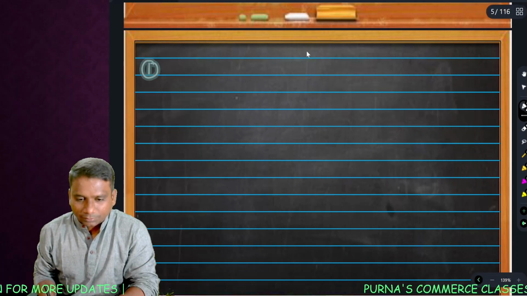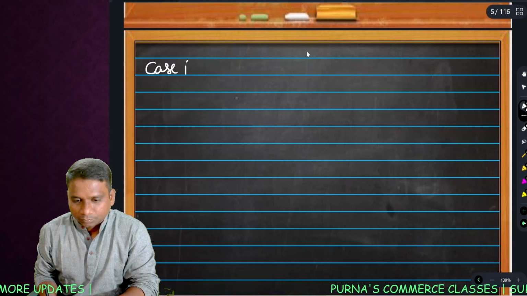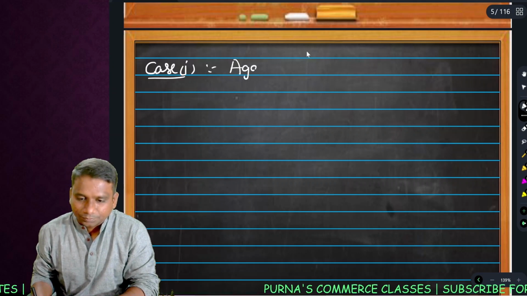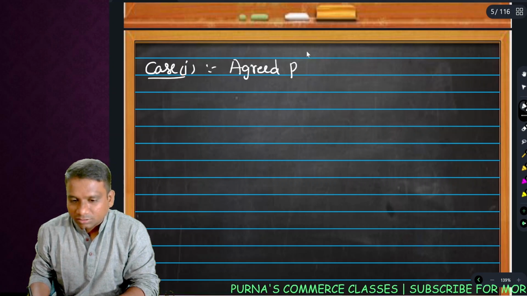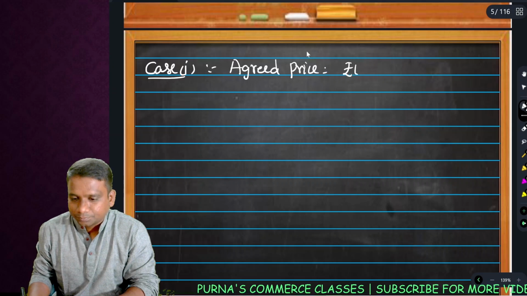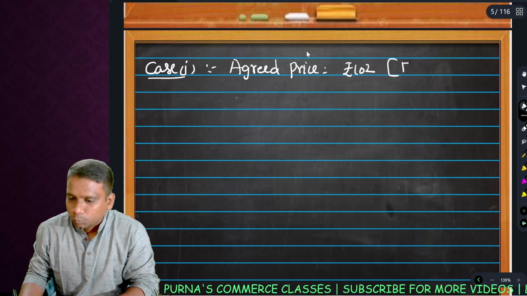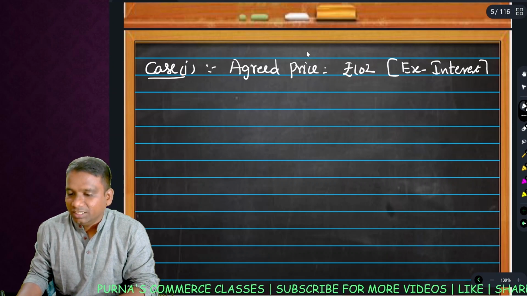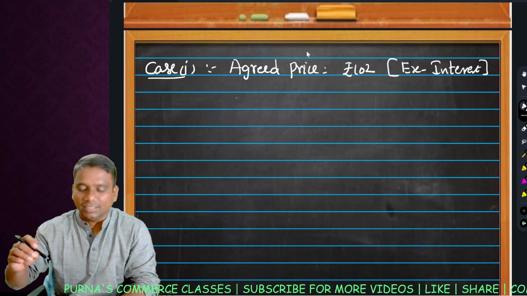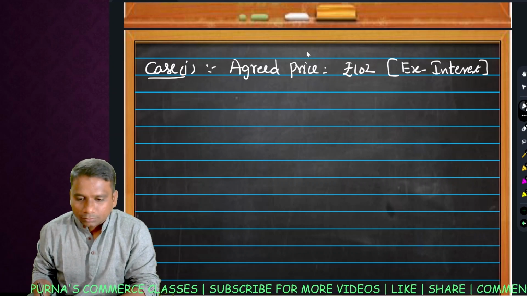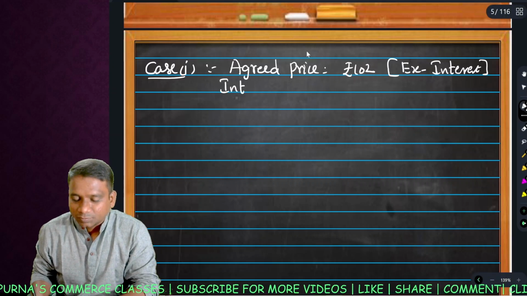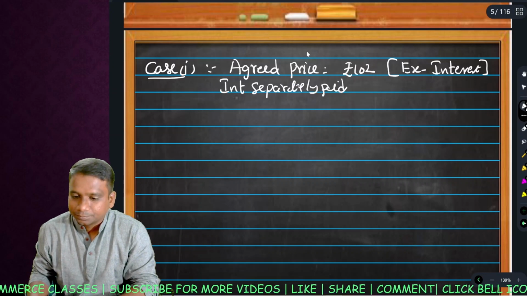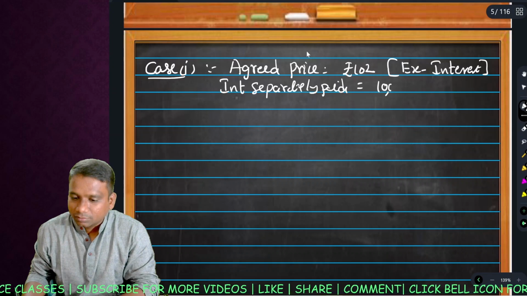First, case 1. What is the agreed price? 102. And you people tell me, does this 102 include interest? No, it excludes interest. That's why we are using the word ex. Excludes interest. So interest is paid separately.